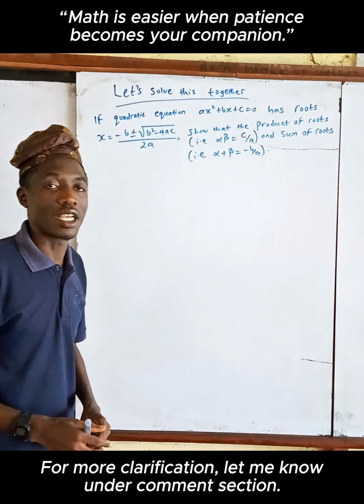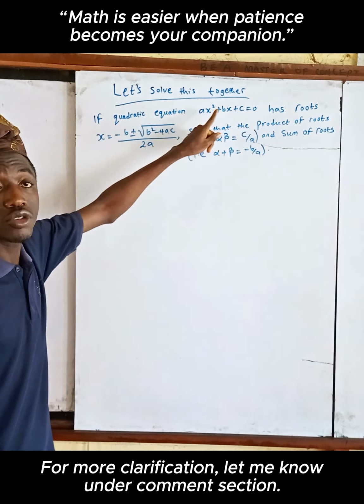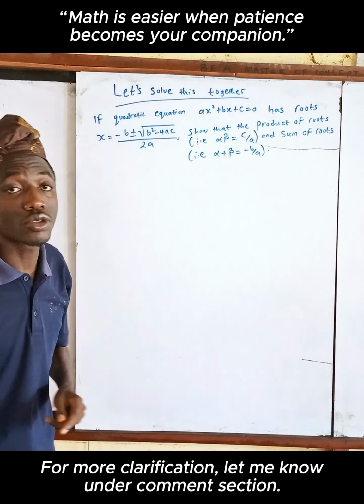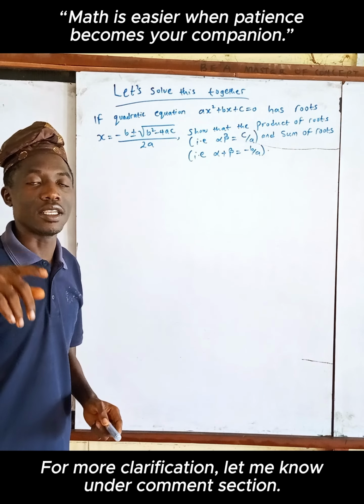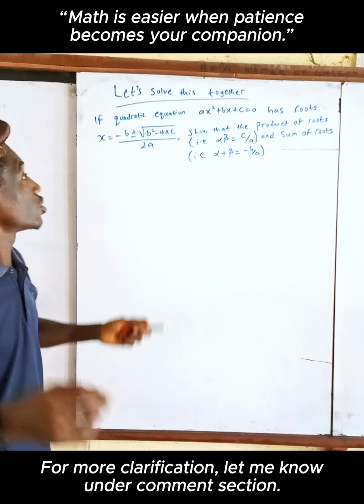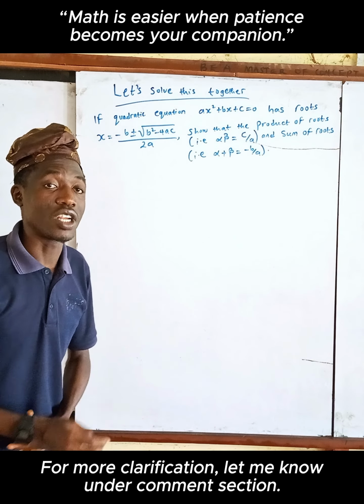This is what we are looking at today. The general expression of a quadratic equation is given as ax squared plus bx plus c equals 0. If you can still remember, I dropped a video sometime ago on this channel on how to use the completing the square method to get this formula, which is the general formula for quadratic equations.